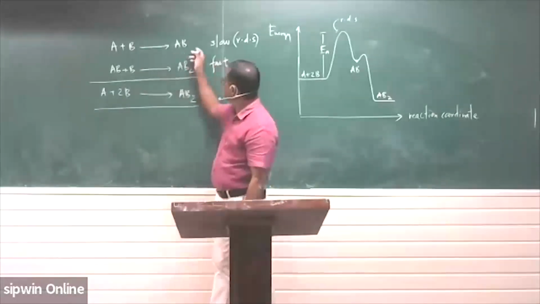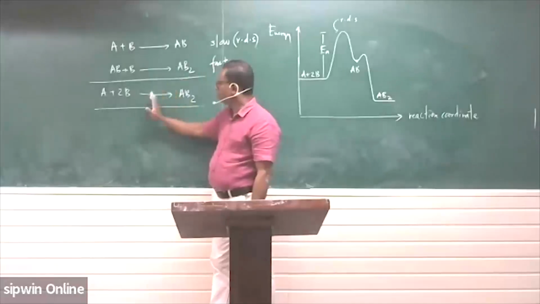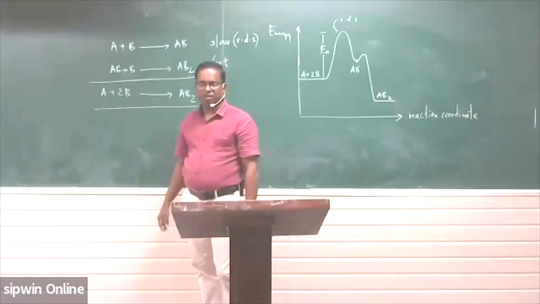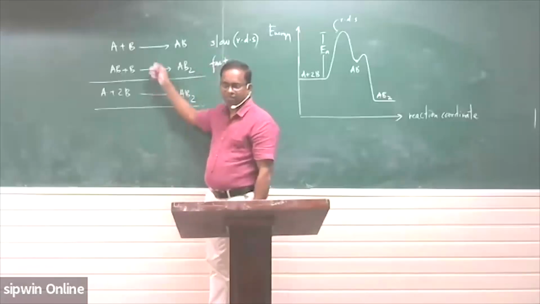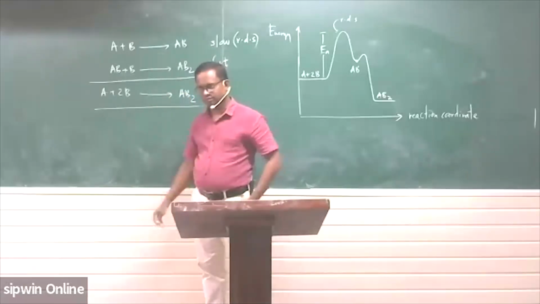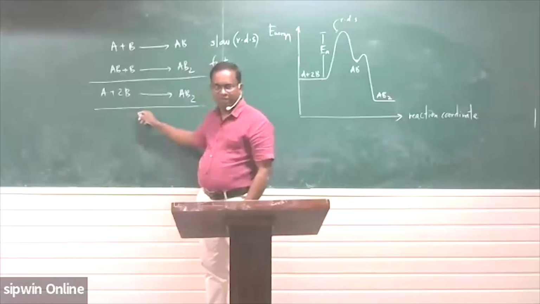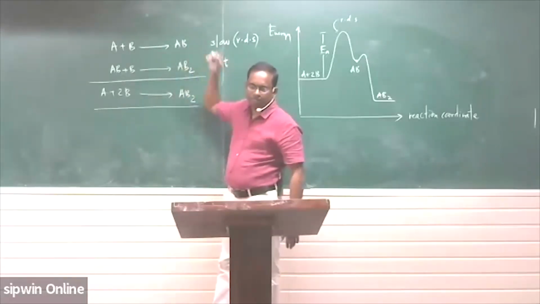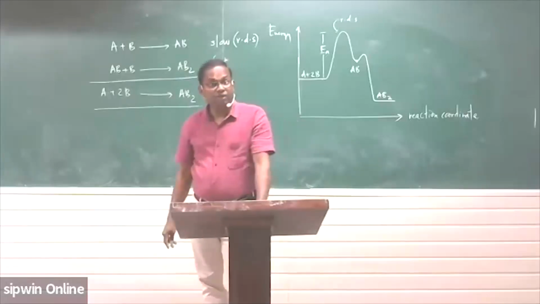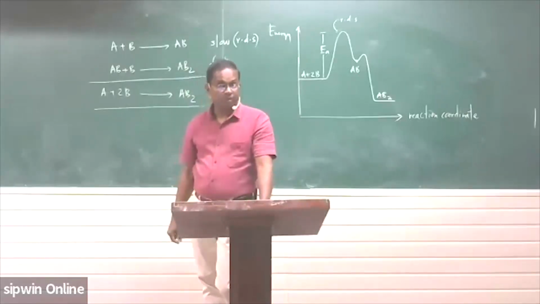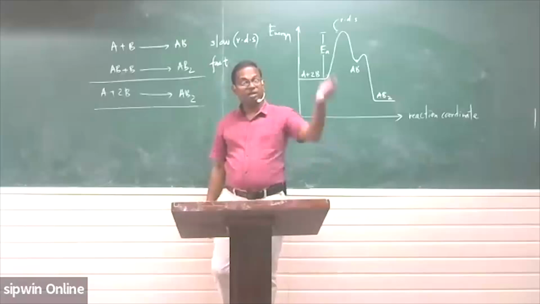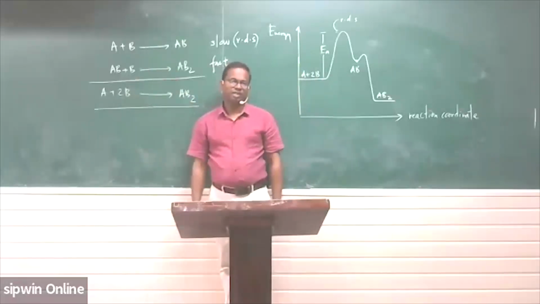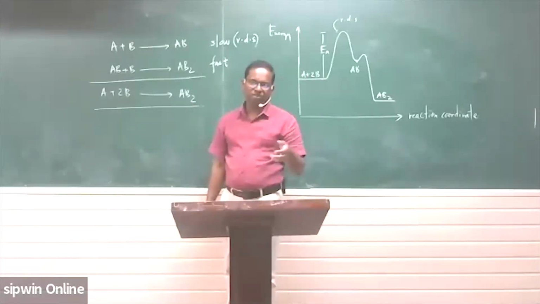This one is the slow step. This one is a fast step. Overall rate: we don't normally know the mechanism. The rate of this overall reaction directly depends on the rate determining step, the slow step, or directly on the rate constant of the rate determining step. Rate constant low means rate low, rate constant high means rate high.